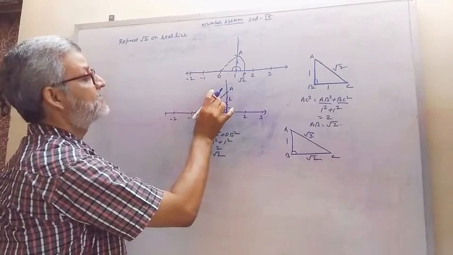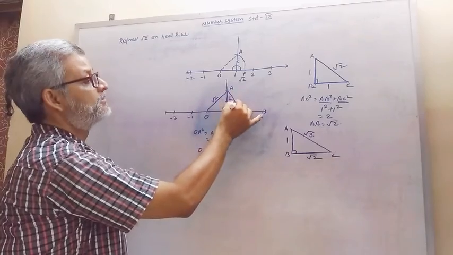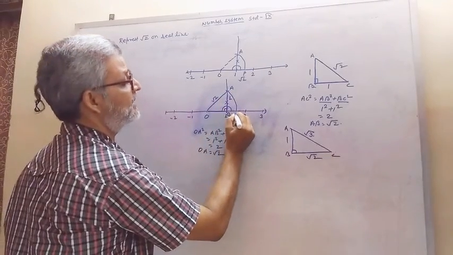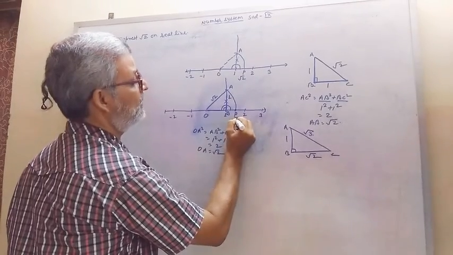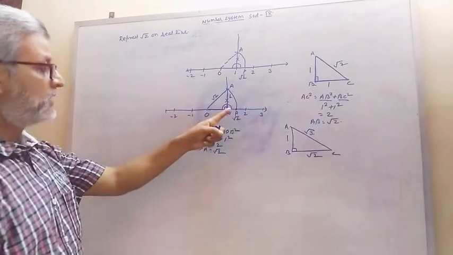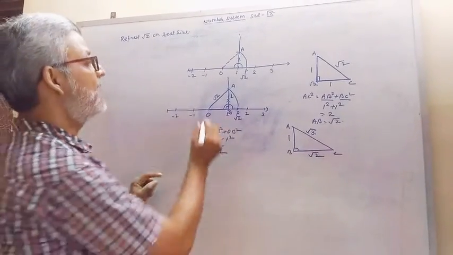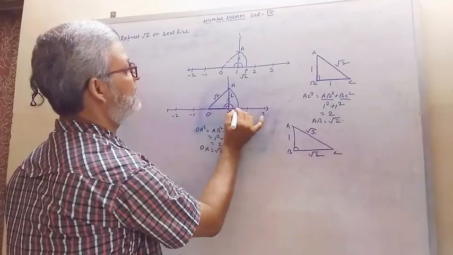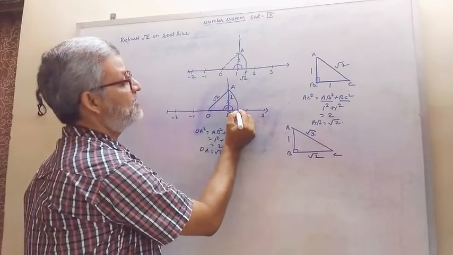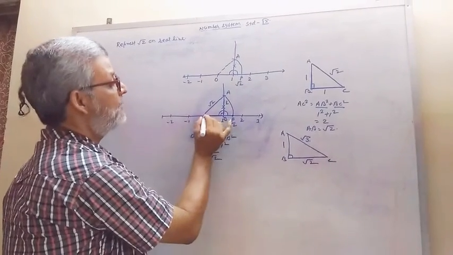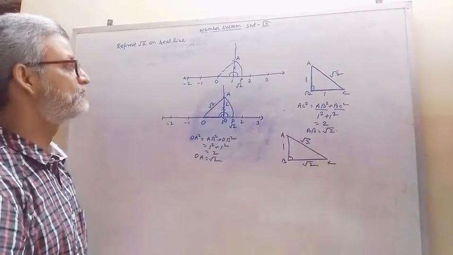Now put the compass here, measure this length OA and draw an arc. Suppose it intersects at P. Now this P point represents √2, and OP is √2 unit distance. Exactly, this is the point which represents √2, and OP is √2 unit distance.